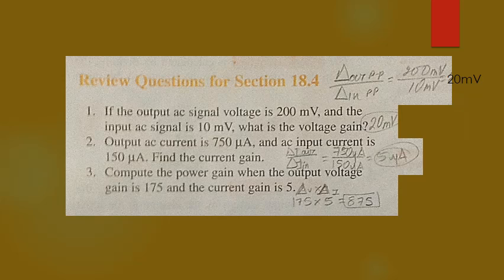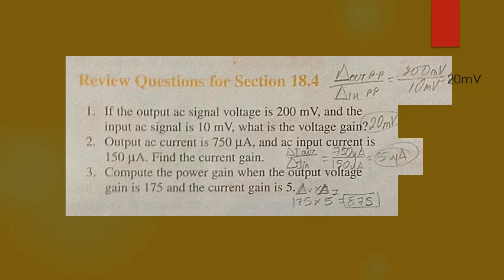The formula is shown on top. Amount of change, delta out, and the amount of change, delta in. And in this case, we have 200 millivolts divided by 10 millivolts, which equals 20. That is the amount of change that we have.